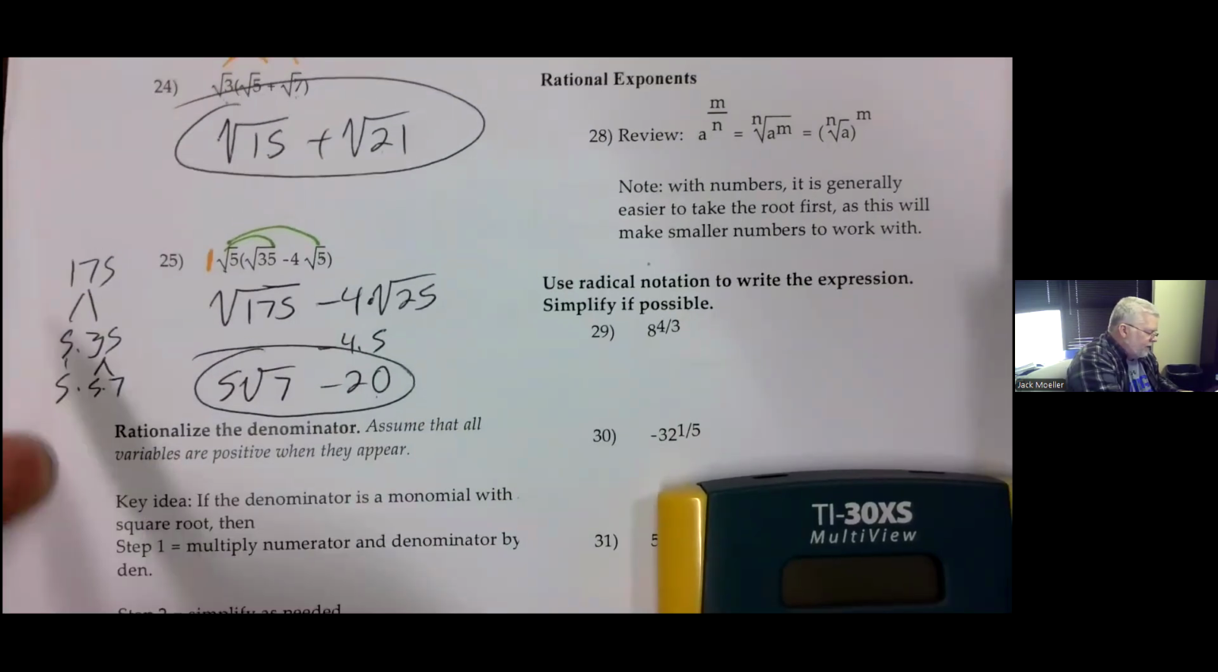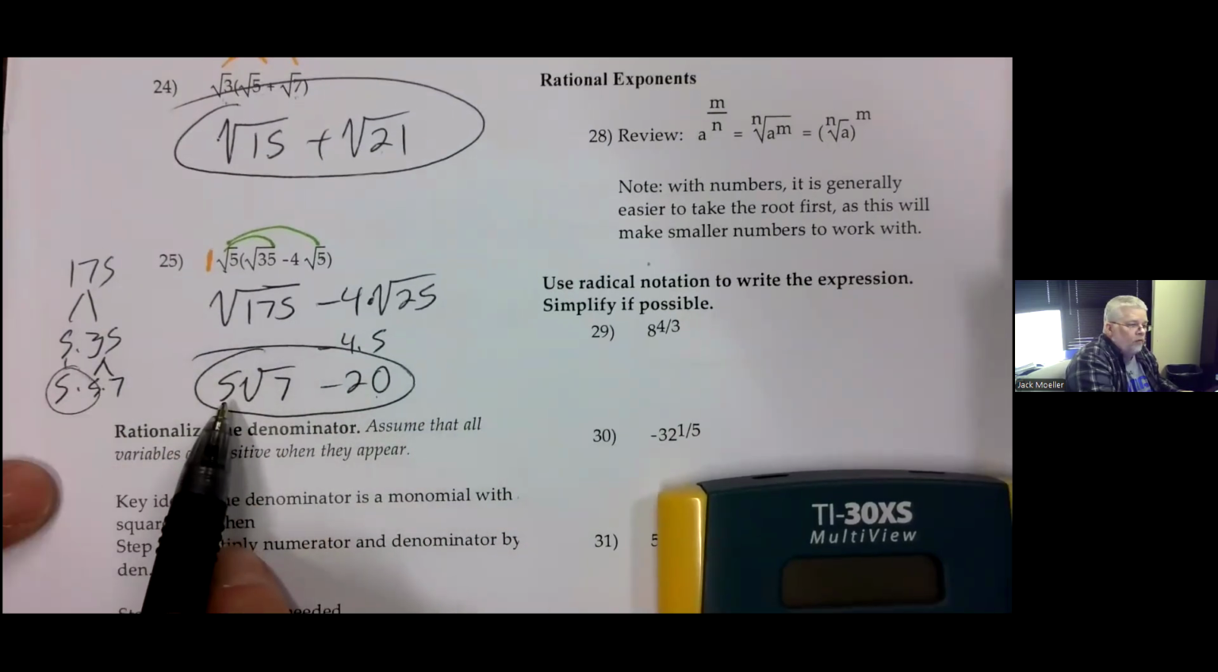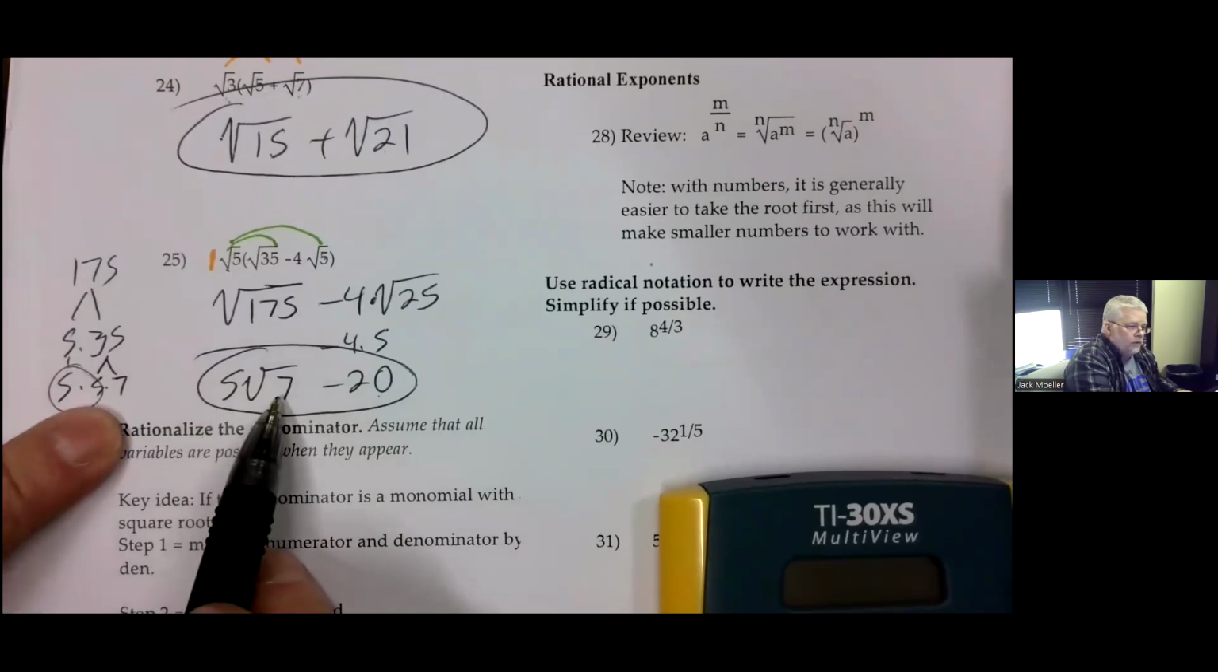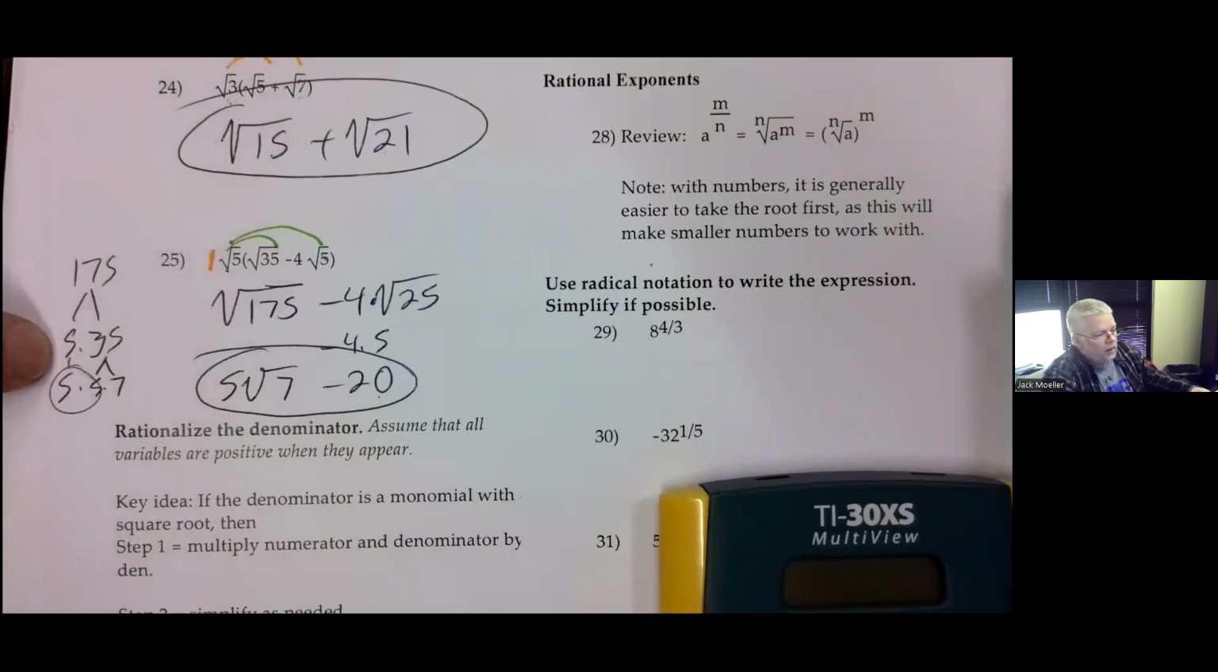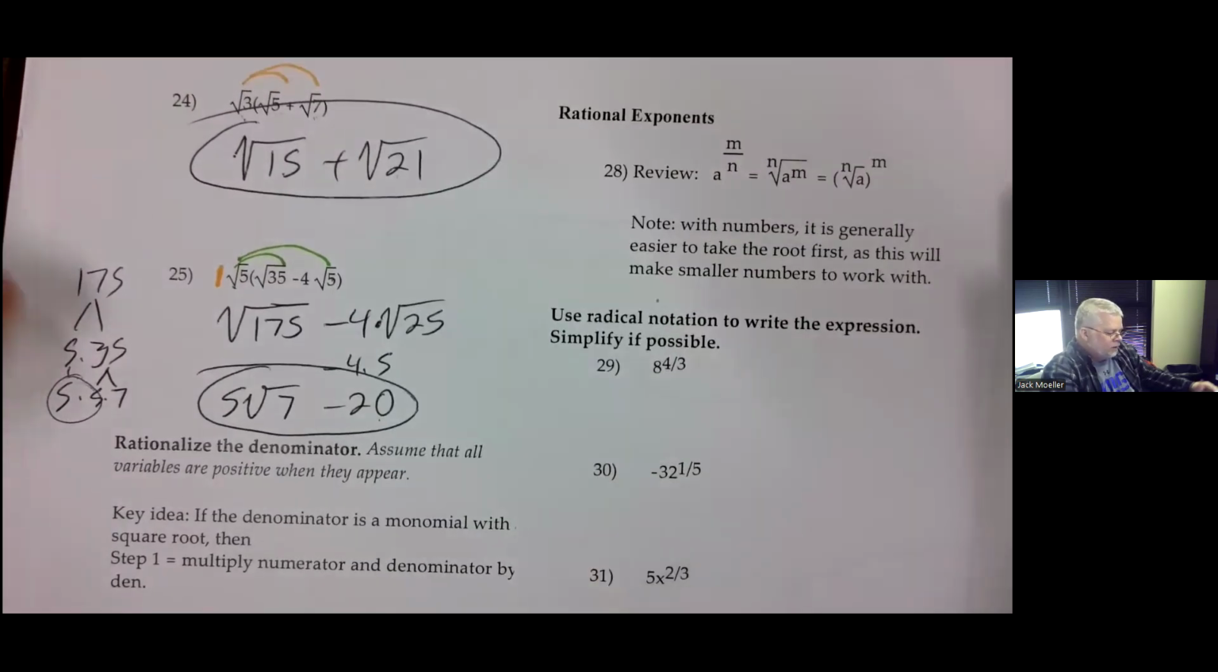So we had a pair of 5s, and we had a 7 left over. So there you go. Again, if you're having to simplify these radicals without a calculator, get in the habit of doing your factor trees. All right. That is multiplying.